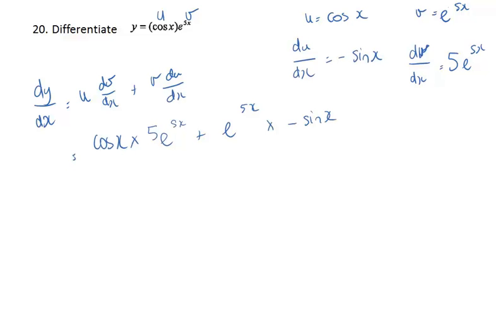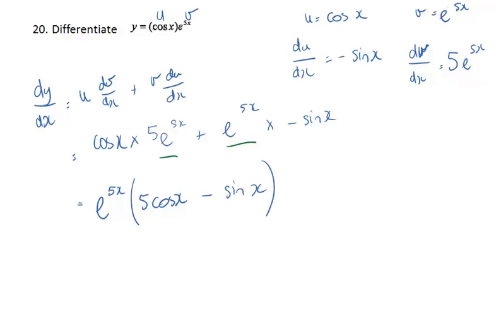So the first thing we can do is look at this and say, well, we have this term e to the 5x in both. So we'll bring that out the front just to make our life easier. e to the 5x, and then we're getting cosine times 5, so 5 cosine of x plus, here we've taken this out and we've got negative, so this becomes minus sine of x.